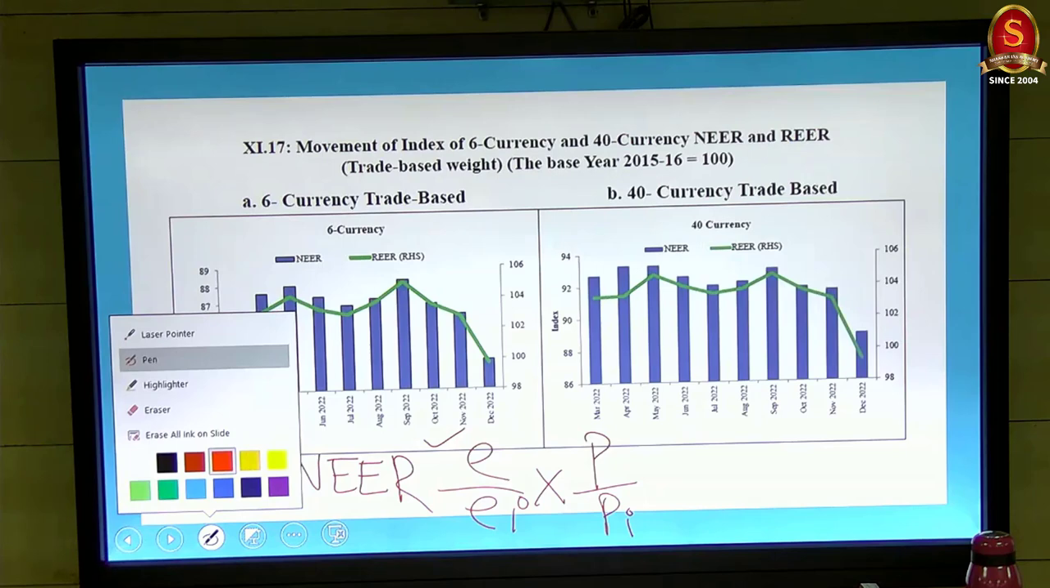Yes or no? Monetary policy is mostly decided based on CPI combined. You know that there is a monetary policy committee, and it wants the inflation to be between what numbers? 4 plus or minus 2% of what? That is what I'm asking you. 4 plus or minus 2%, okay.